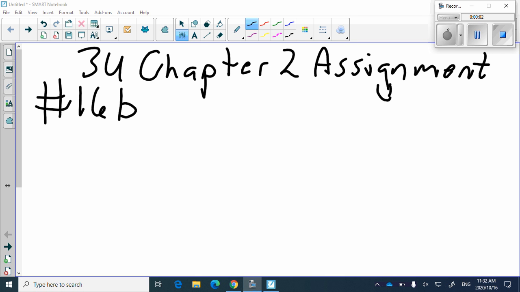Okay, kids, we're back. Chapter 2 assignment for 3U16b says draw a free body diagram to determine the net force acting on the object in italics in each of the following situations. So the object in italics is a water skier. So here is my artistic physics rendition of a water skier. There you have it.